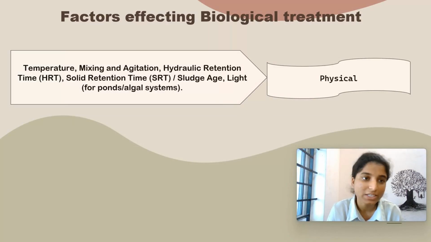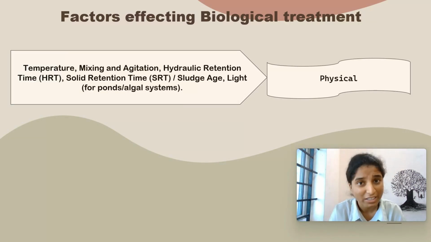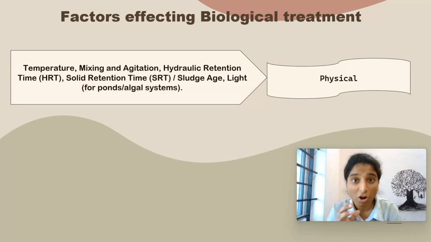So, what are the factors affecting the biological treatment? The first factor is physical. So, temperature. Most of the bacteria we are selecting are mesophilic bacteria. Their enzyme activity and their metabolism will be good in the mesophilic range, that is 20 degrees Celsius to 40 degrees Celsius. If we decrease or increase the temperature, it will affect their metabolic rate, and ultimately affect the wastewater treatment. Mixing and agitation will ensure the contact between the organic material or the contaminants and the bacteria. If there is no contact between the bacteria and organic material, how is the wastewater treated? Yes. And hydraulic retention time, how much time they are going to be exposed, and solid retention time or sludge age. Light is also included in physical factors.